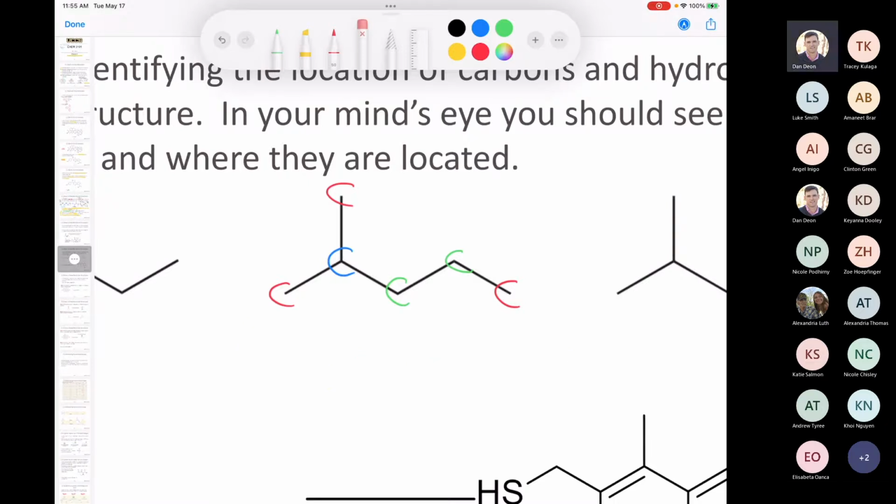Exactly. 1 hydrogen, yes. There's 1 hydrogen attached here. We don't put it in because it's a bond line structure. What about the red carbons? How many hydrogens are they missing?